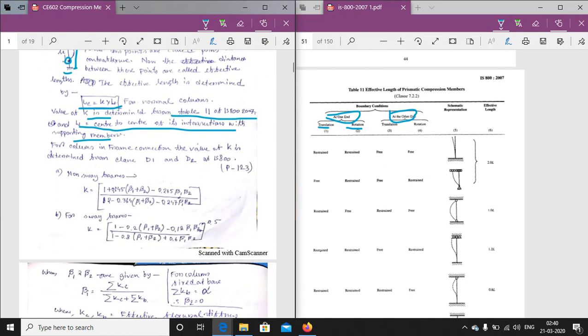Now sometimes the column may be from a frame section. In a frame section, a number of columns and beams are joined at a point. When we are discussing the column in a frame, the effective length factor is differentiated by two formulas: number one, for non-sway frames, and number two, for sway frames. What is a sway frame? The frame which is not braced, that means there will be horizontal movement in the frame.